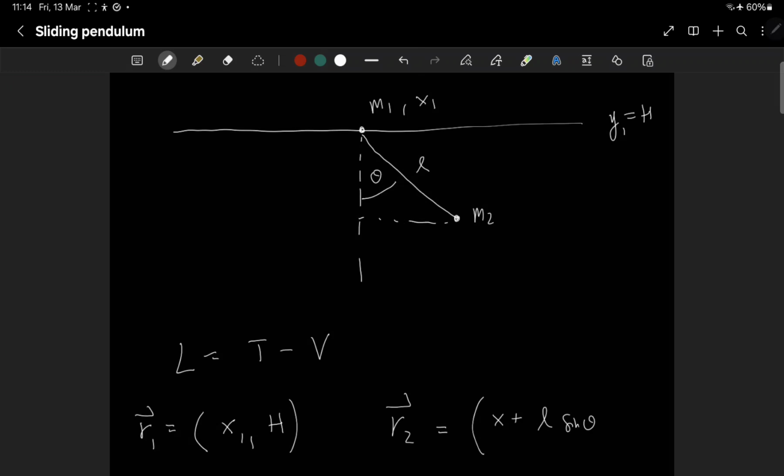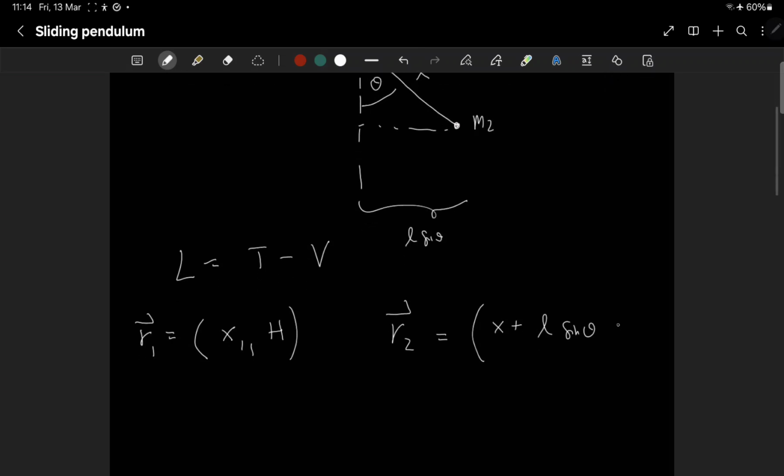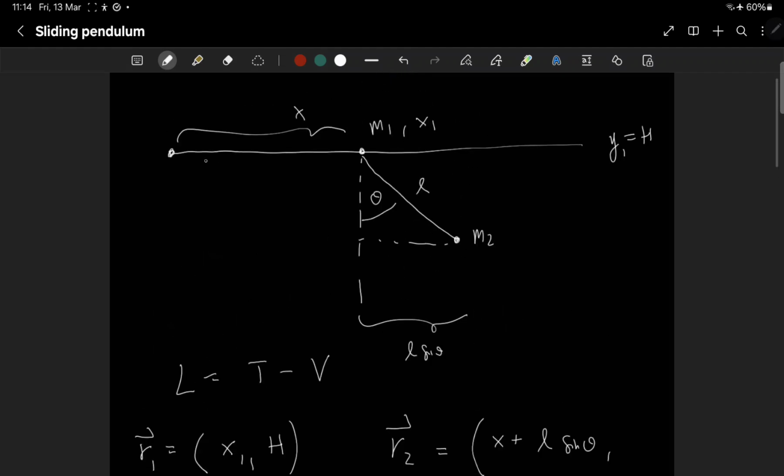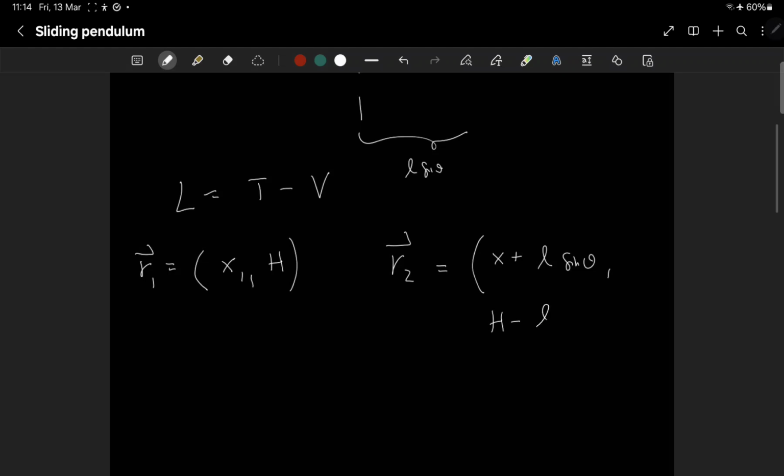Because, let's say this is the origin, then this distance here is x and this distance here is L sine theta, because this is the opposite side of the triangle for the angle theta. So the position of this particle is this distance plus this distance, that's x plus L sine theta. And the height of this particle is the height of the whole support, which is capital H, minus this distance, which is L cos theta. So we have capital H minus L cosine theta.